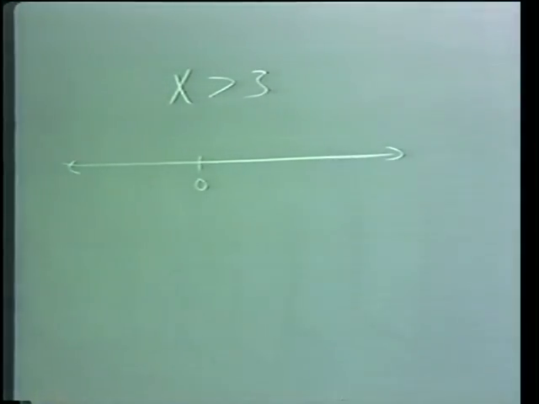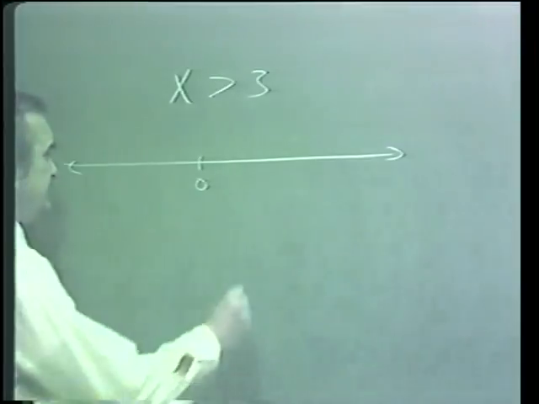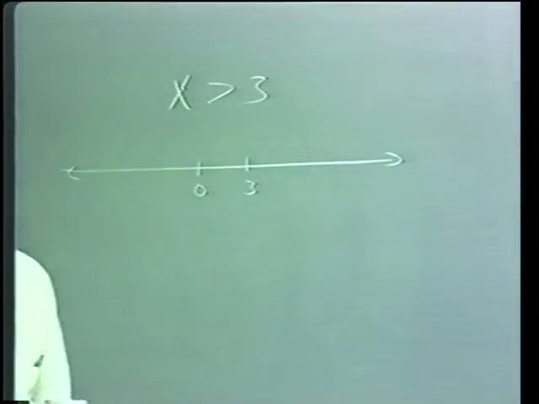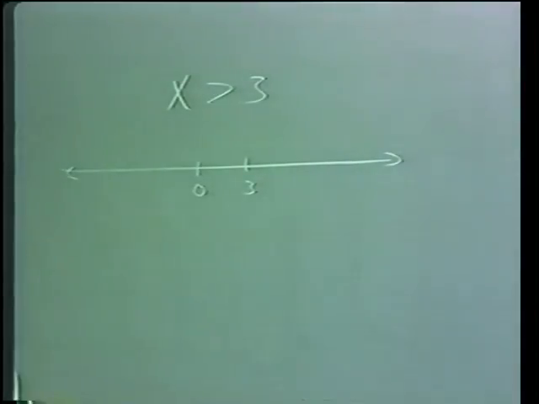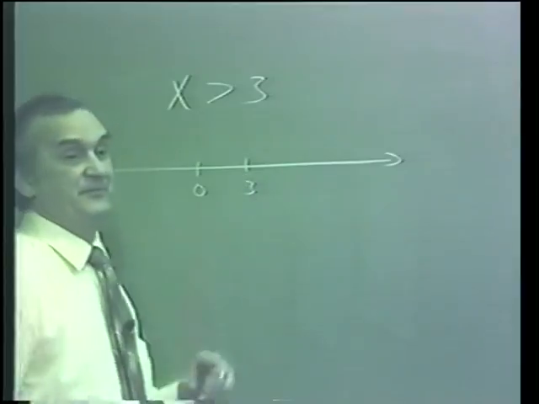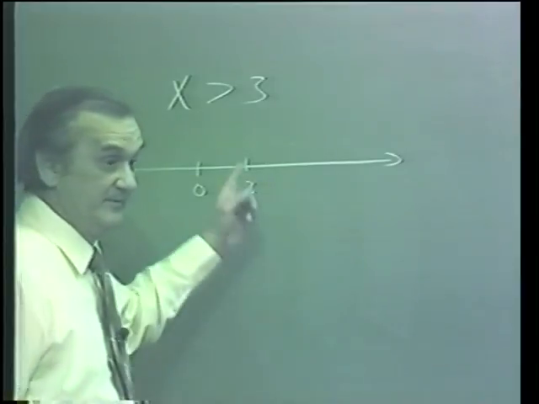Now, somewhere on the number line to the right of 0 is the number we call 3. And what we want to do is represent all the values greater than 3. Does 3 make this sentence true? No. 3 is not part of our solution set. But everything until we get to 3 is part of the solution set.